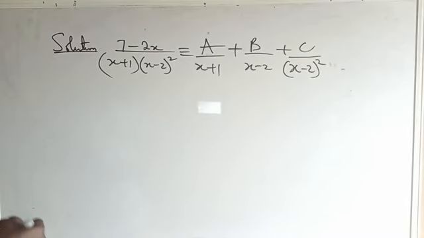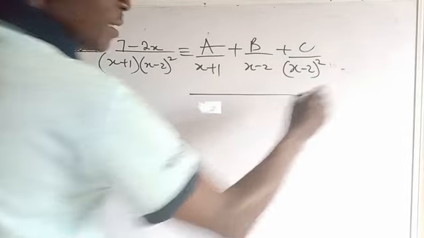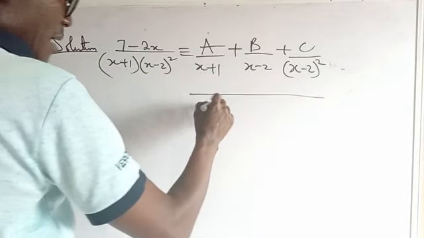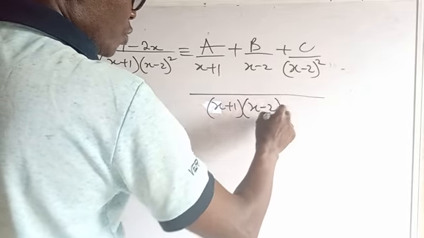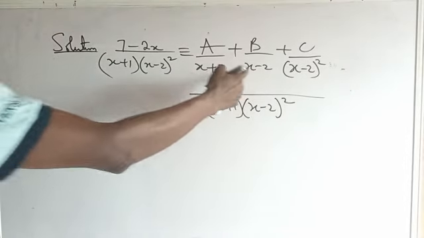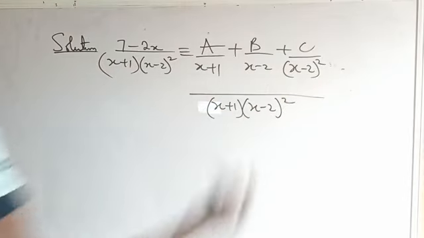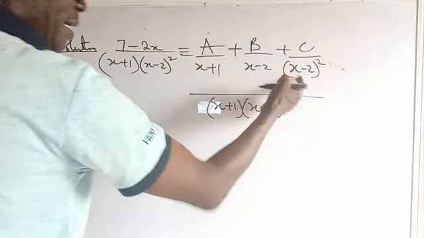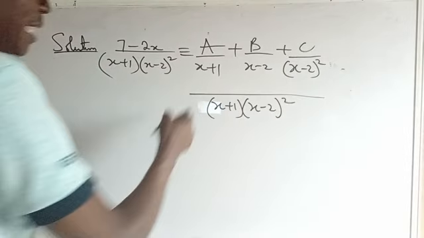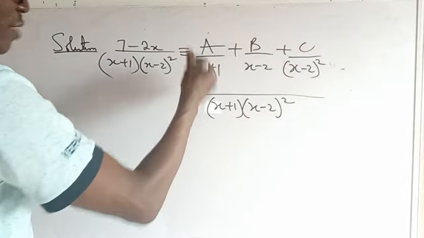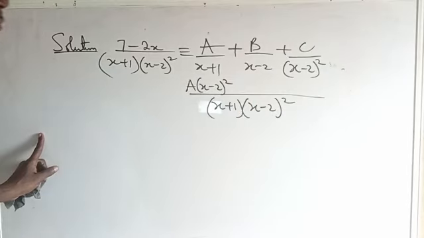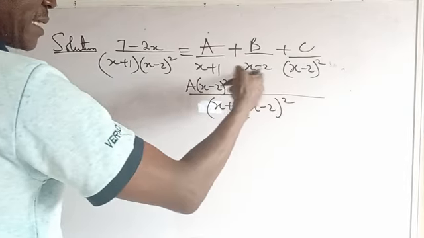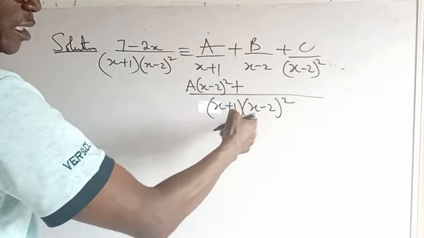So now, let's find the LCM of the right-hand side. It's x plus 1, x minus 2 squared. You don't need to include this since this one contains this. So this and this are the LCM. So by the time you divide this by this, you are left with this. So you have what? A into x minus 2 all squared plus this in this. It remains 1 because it's already a square.